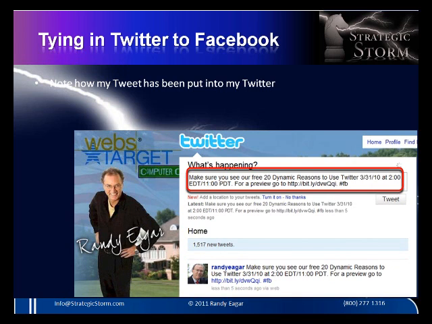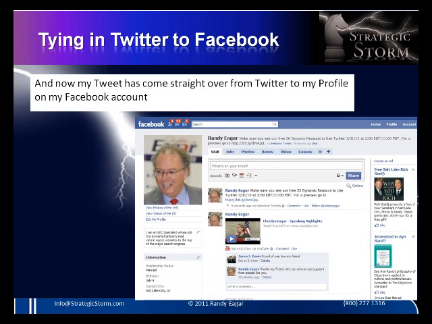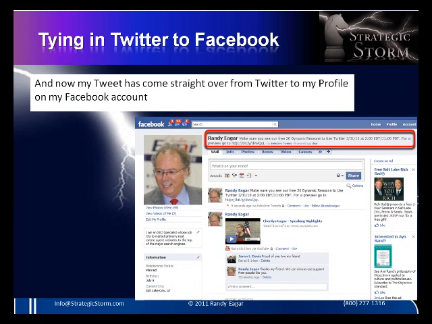There's the post, and I want you to focus on this one thing right here. If I end my tweet with hashtag FB, this entire tweet will automatically get posted to my Facebook account. Want to see how that works? There it is in my Twitter account, and there it is in my Facebook account. Now my tweet has come straight over from Twitter to my profile on my Facebook account as well. And this works for as many of your social media as you would like to synchronize together.